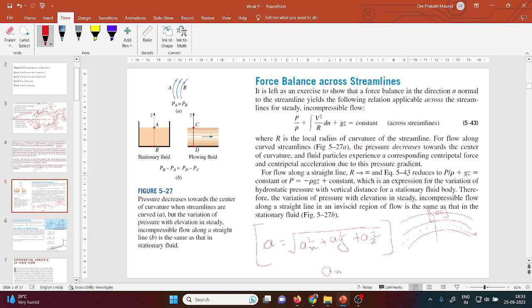But in fluid mechanics, we measure the acceleration with respect to space as well as time. So here, due to the steady flow, the time acceleration is zero. That is, the local acceleration is zero, but the convective acceleration will exist in all cases.